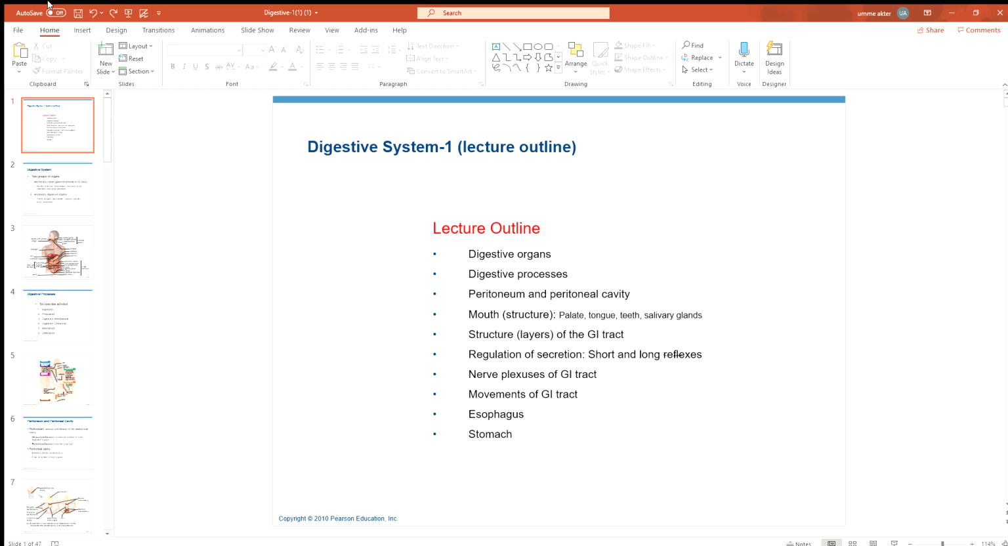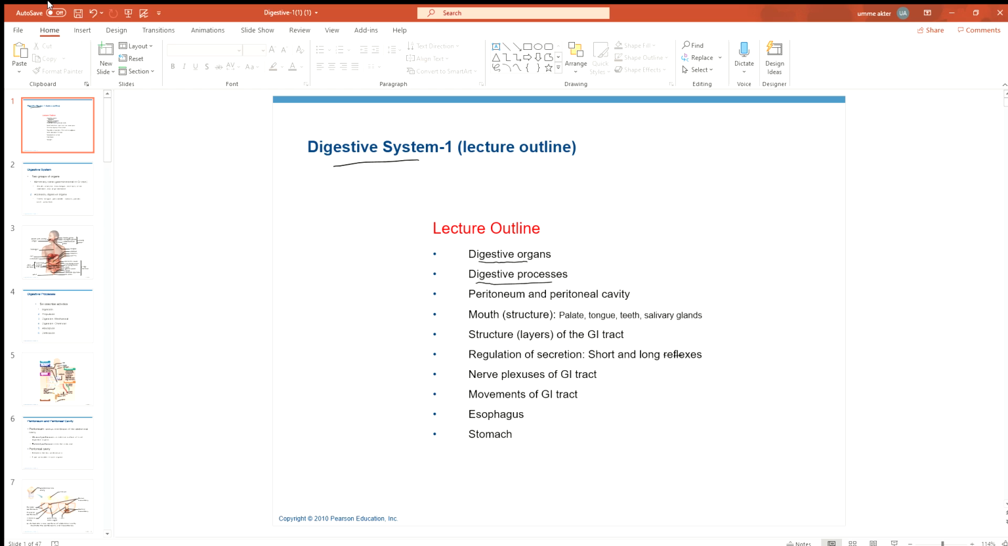Hello everybody. Today we'll talk about the digestive system. The digestive system is mainly responsible for the digestion of food. That's why it is called the digestive system. But it has a number of other important functions. First, we'll see the parts or organs of the digestive system. Then we'll talk about the processes that take place in the digestive system.